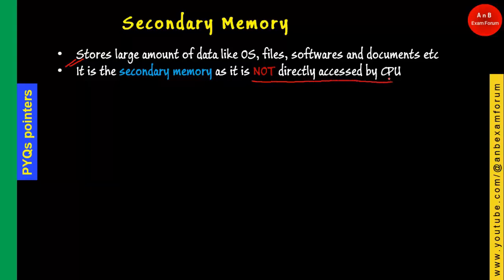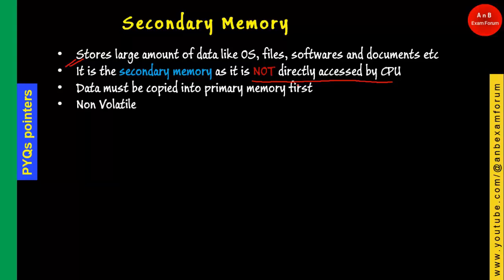Suppose your CPU wants to access your OS, files or software which are in the secondary memory, it must be transferred into the primary memory. So that is the stored program concept that we have seen in the early classes. And one of the important characteristics of secondary memory is that it is non-volatile. We have seen this terminology many times.